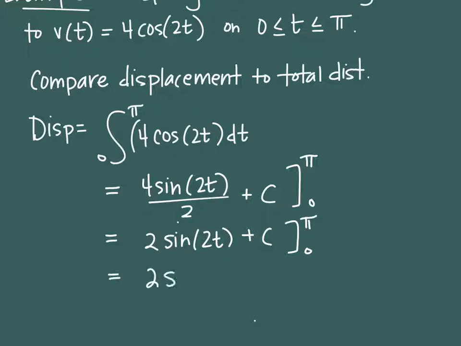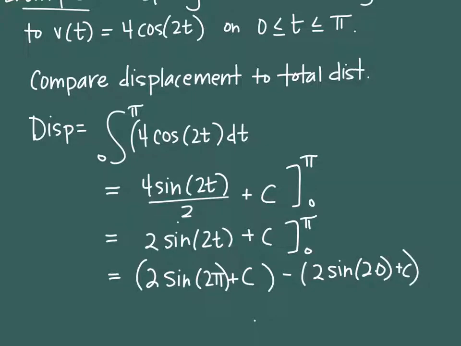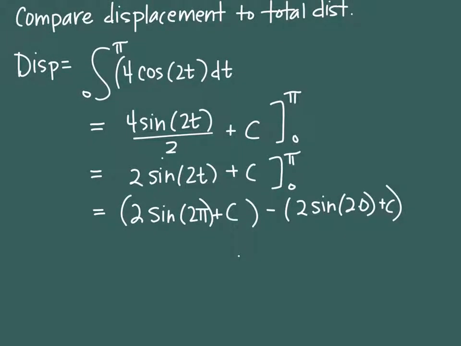So 2 sine 2 pi plus c minus 2 times the sine of 2 times 0 plus c. We know that the sine of the c's cancel out. Sine of 0 is 0, so this will be 2 times 0 minus 2 times 0. So the displacement is 0. So the spring hasn't gone anywhere.